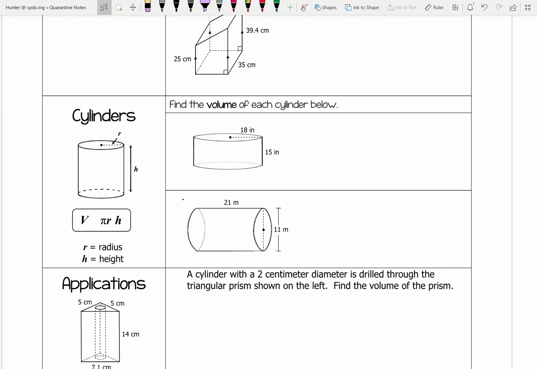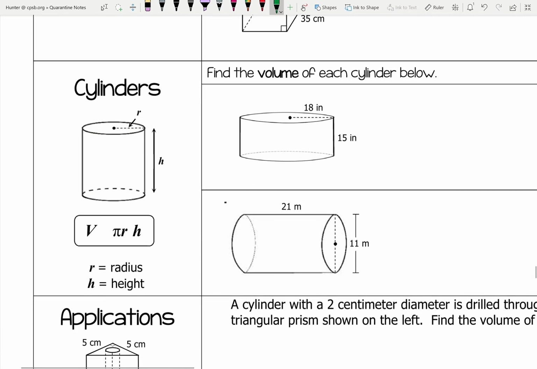Alright, now cylinders. Remember we saw that a cylinder is just two circles basically right on top of each other and some height between them, okay? Like a can. So, of course, we were talking about a can. A can is a 3D shape, so we can find its volume as well. And the formula is a little messed up on here, but it is equal to pi r squared times height. So this is basically the area of the circle times the height of the cylinder.